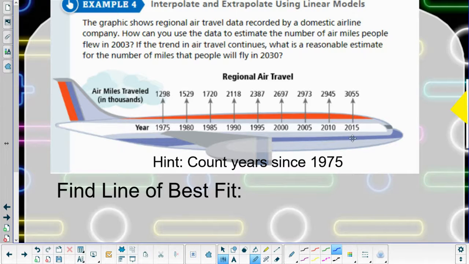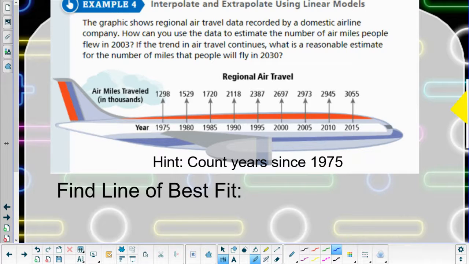So this is the data that they give us. They tell us the years, and then they tell us how many miles their passengers traveled, in thousands. What we want to do is first calculate the line of best fit. So look at my little hint here. It says count years since 1975.